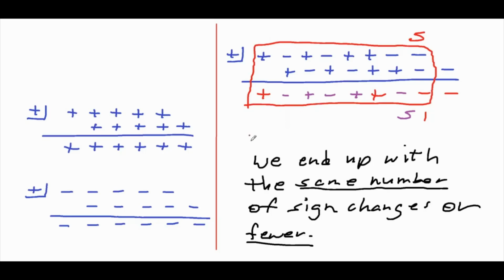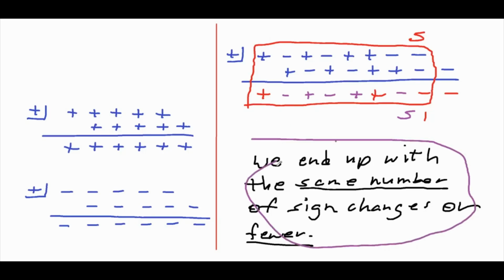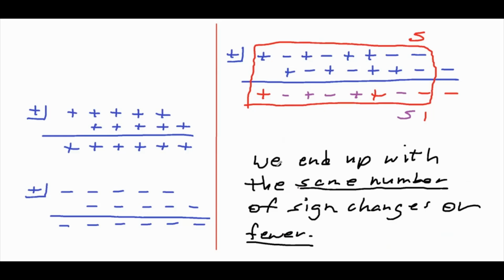Consequently, this is the result. We end up with possibly the same number of sign changes or fewer, and most likely fewer, as we can see. So the injection of a negative real root cannot create a sign change like the injection of a positive root has to.